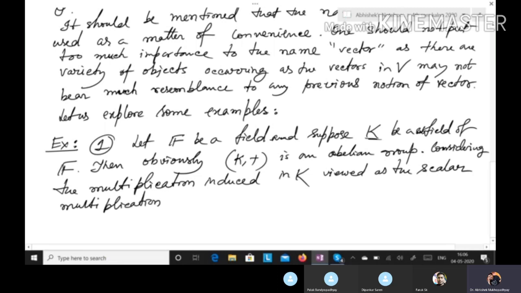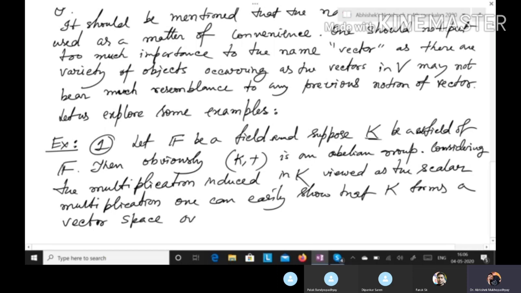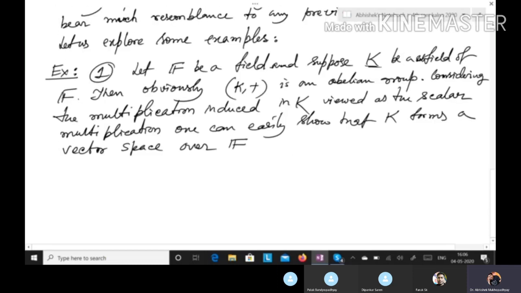Scalar multiplication. One can easily show that K forms a vector space over F. So any subfield of a field is a vector space over the field F. So you are getting many examples of vector spaces.